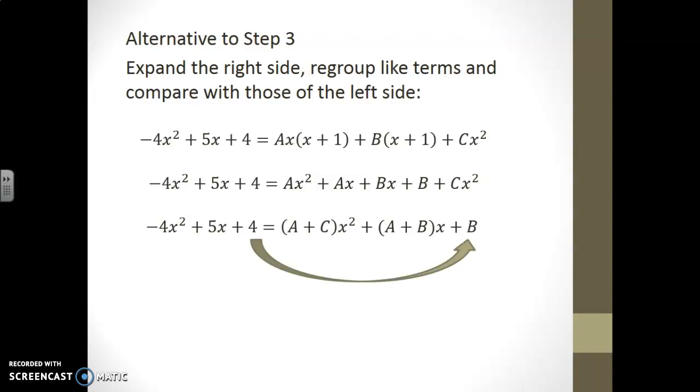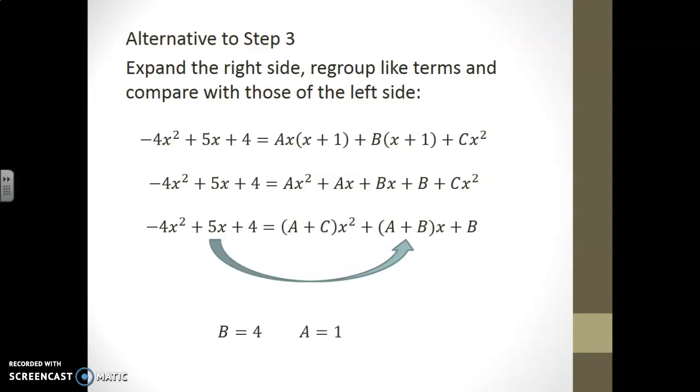Constants. On the left, constants are equal to 4, and on the right, b is the only constant term. So b must be 4. Multiples of x. 5 is the multiple of x on the left. a plus b is the multiple of x on the right. And because b is already known to be 4, a has to be 1.